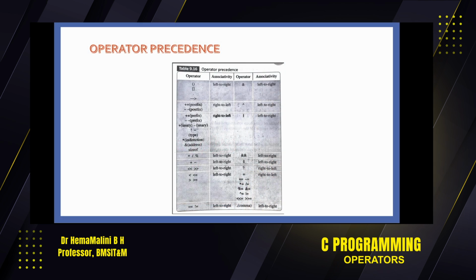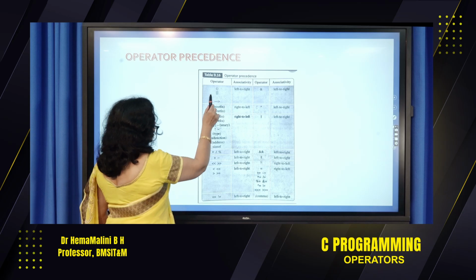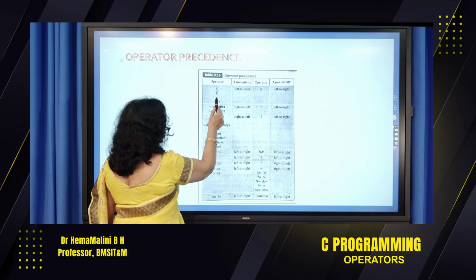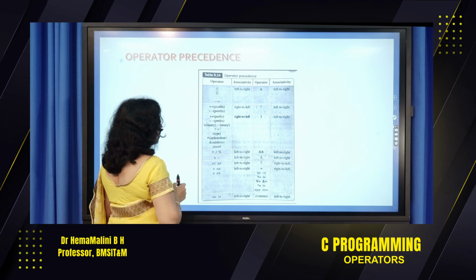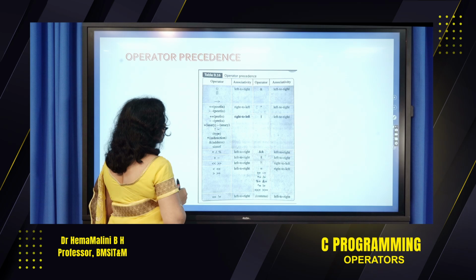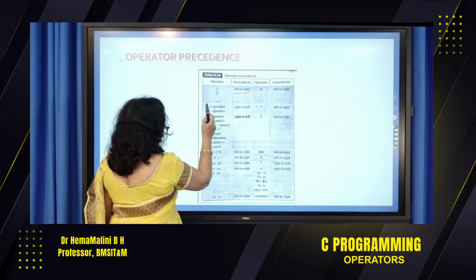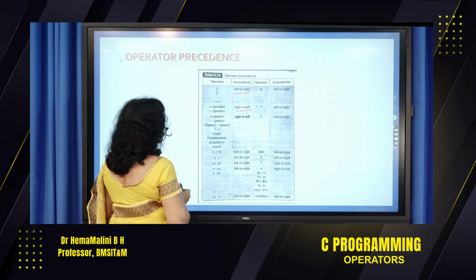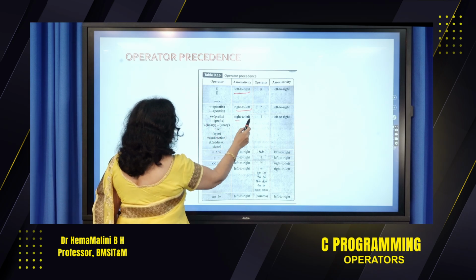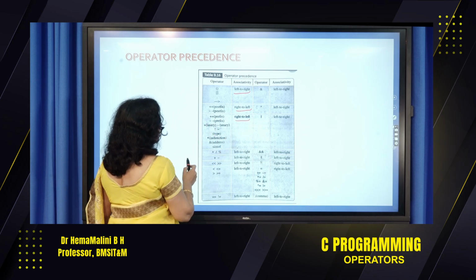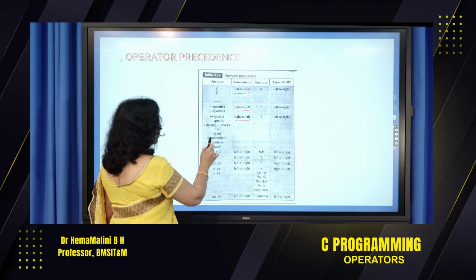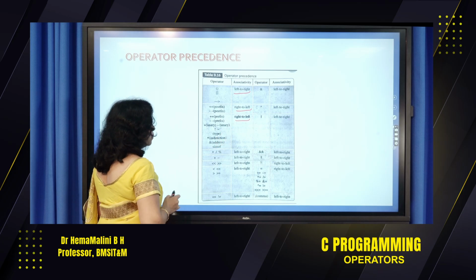Now, let us see the operator precedence. If it is a parenthesis, then the braces, then dot. This dot is used when we use the structure. This we use when we use the linked list. So, all this is from left to right. Postfix, that is auto increment, auto decrement, this is right to left. If it is prefix, right to left. Even the unary operator, negation operator, indirection, address, sizeof, type, everything is from right to left.